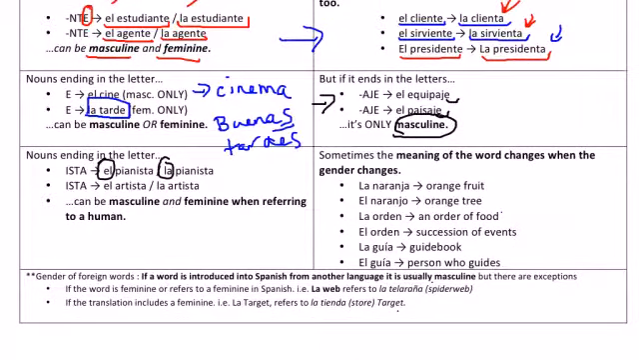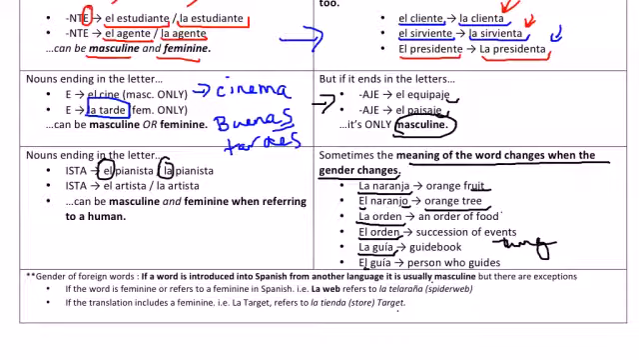Also, to finalize this, sometimes the meaning of the word changes when the gender changes. So I can have la naranja, which means a fruit, but if I change the article to el and the ending to o, el naranjo, it changes the definition and it turns into an orange tree. La orden is an order of food, but el orden is a succession of events. La guía is a guidebook, which is a thing. And el guía is a person who guides.